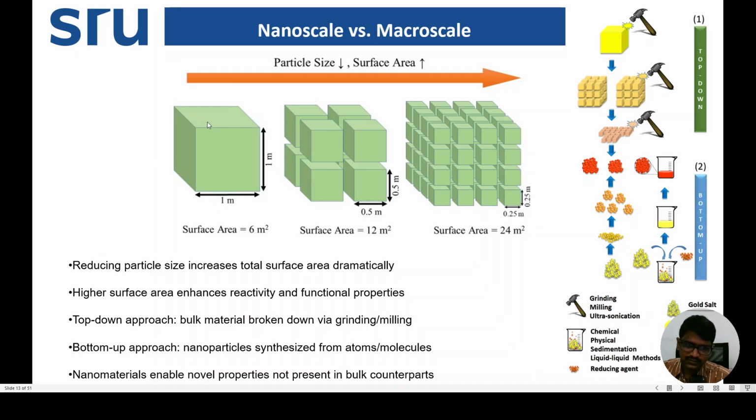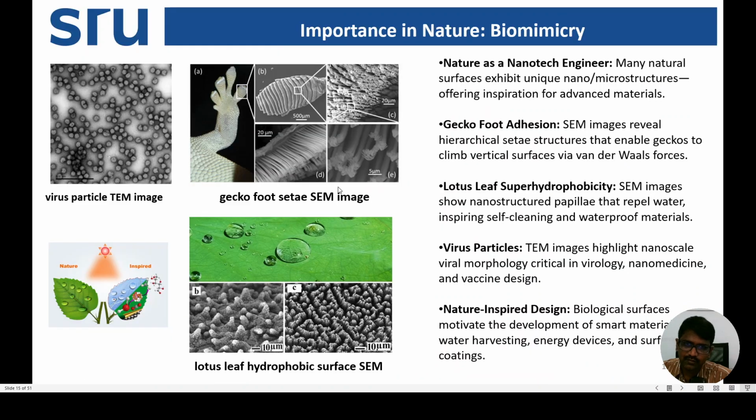So when you decrease the size, what happened? If you decrease the size, surface area will increase. See this, reducing particle size increases total surface area. So how can we make this?